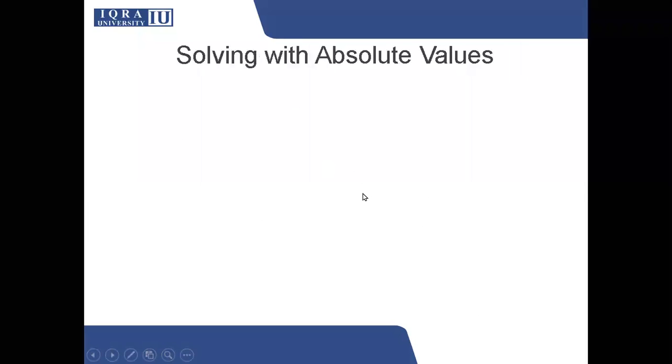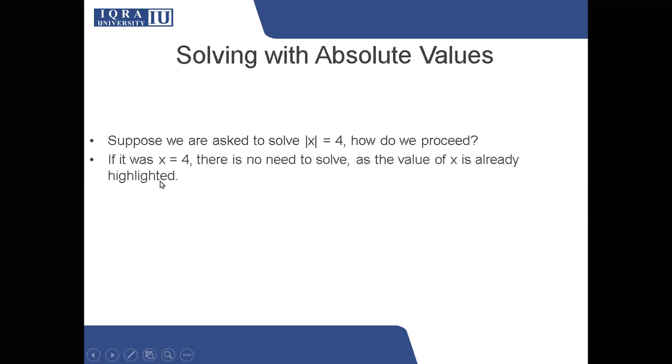Okay. So solving with absolute values, like what if we have this absolute sign in an equation, right? So how are we supposed to deal with this? So suppose we are asked to solve the absolute value of x is 4. How do we proceed with this? If it was x equals 4, not the absolute value of x, then there was no need to solve it, as the value of x is already highlighted. We already know that the value of x is 4.